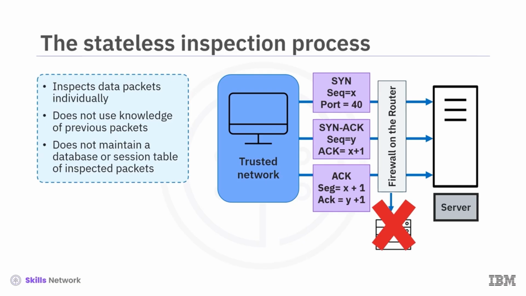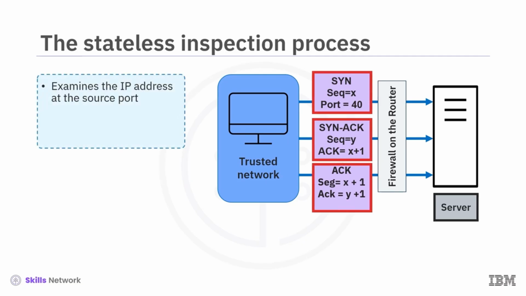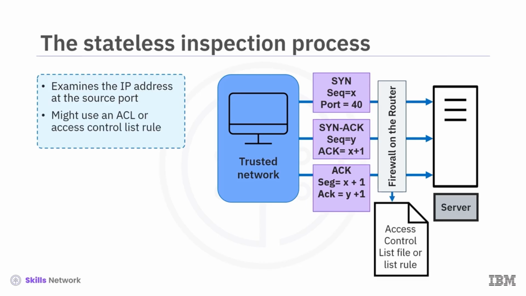Next, learn what happens during packet inspection. First, stateless inspection examines the IP address at the source port. The organization might use an ACL or access control list rule to determine whether a source IP address is allowed into the network or if users can access the destination address.